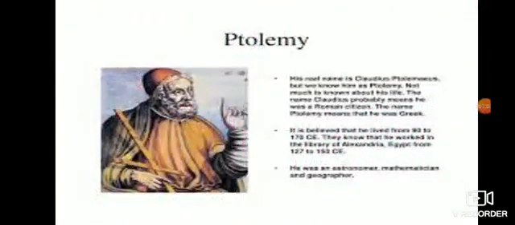Now, our next topic is Ptolemy. Ptolemy, who was he? Ptolemy was an astronomer and mathematician. He believed that the earth was the center of the universe. His famous work was called the Almagest. Ptolemy projected the earth as a sphere and the measurements of the globe on a flat paper. He was the first person who measured the globe on a flat paper.